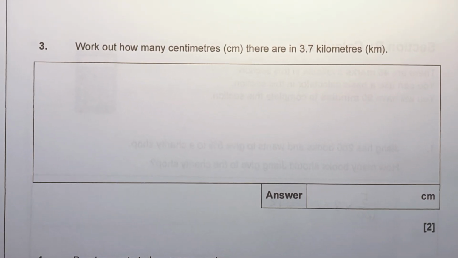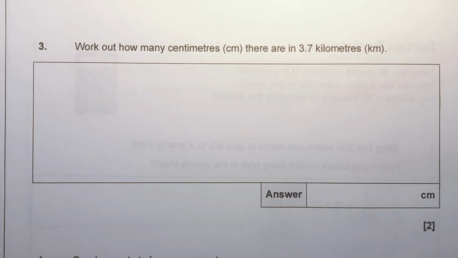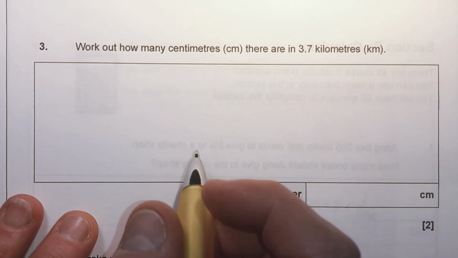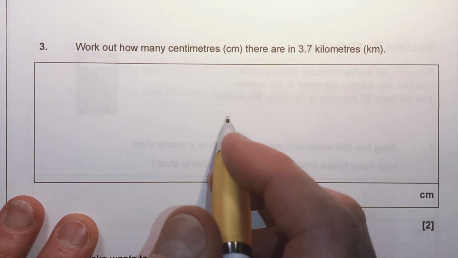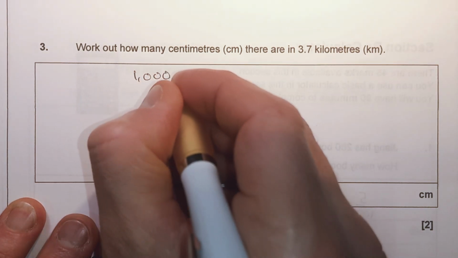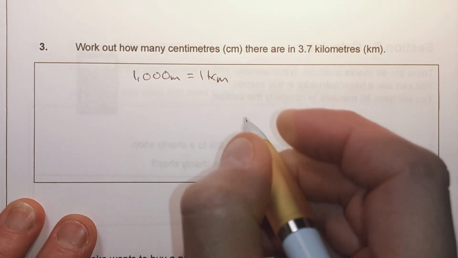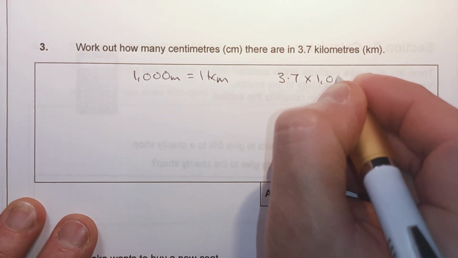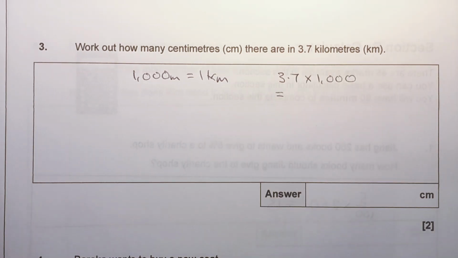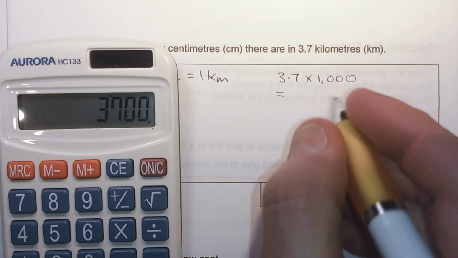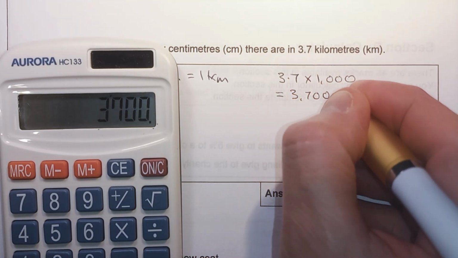Question 3. Work out how many centimetres there are in 3.7 kilometres. Right, well, I'm going to do this bit by bit. So instead of going from kilometres straight to centimetres, I'm going to go from kilometres to metres. And I know that we've got 1,000 metres in 1 kilometre. So I'm going to take my 3.7 kilometres and multiply it by 1,000. So 3.7 times 1,000, we get 3,700. That's now metres.